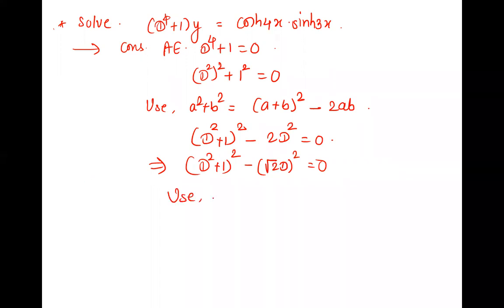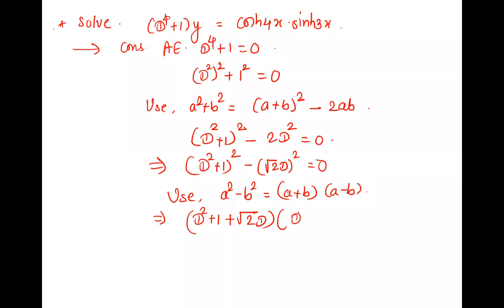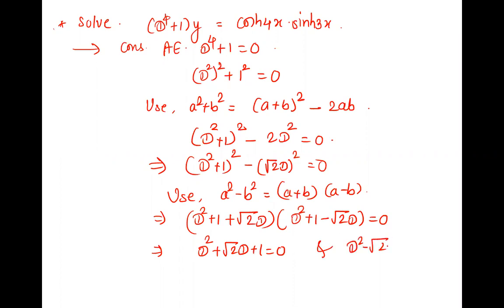Now this is a square minus b square. So what is the formula? A square minus b square is a plus b into a minus b. Very good. So you are using it here. So it is d square plus 1 plus root 2d and d square plus 1 minus root 2d is equal to 0. Both are equal to 0. D square plus root 2d plus 1 equal to 0 and d square minus root 2d plus 1 equal to 0. Right. Solve that and tell me the roots, please.